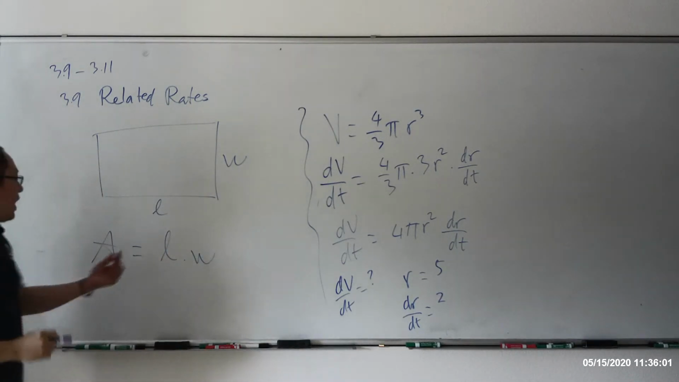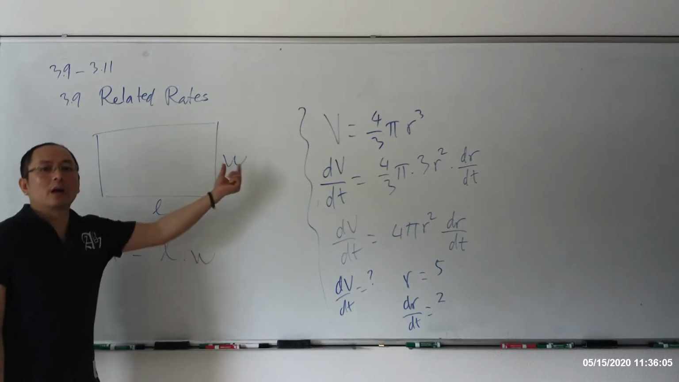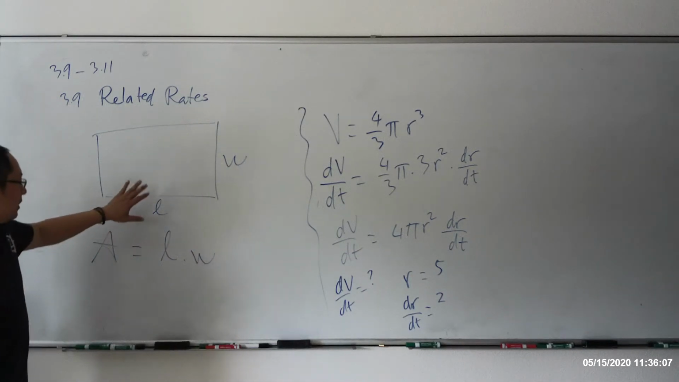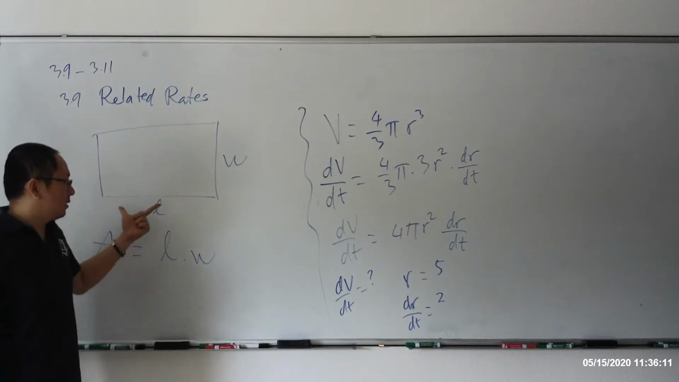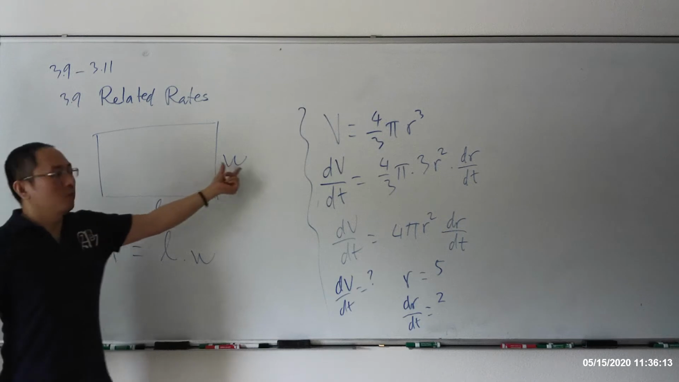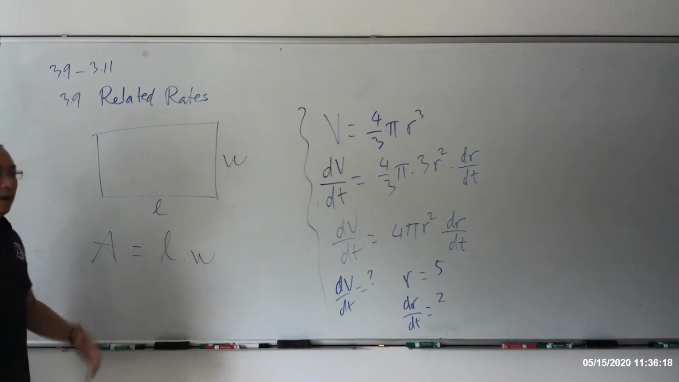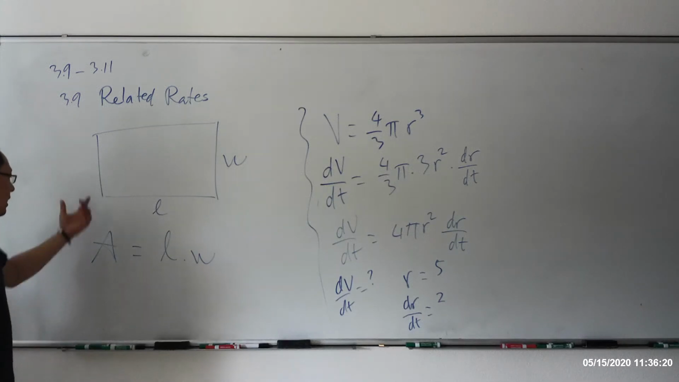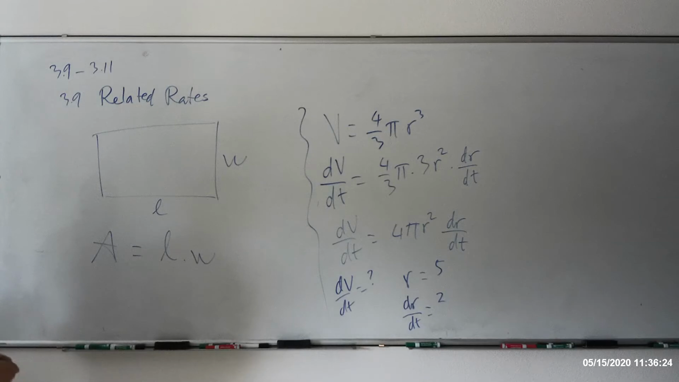So if you change the length, the area is going to change. You change the width, the area is going to change. Okay? So think of L here as a function of t. Length changes with respect to time, the area is going to change. Width right here is a function of t as well. If the width changes with respect to time, the area also changes. And again, the area is a function of time as well, because when the length and the width change, the area is going to change.